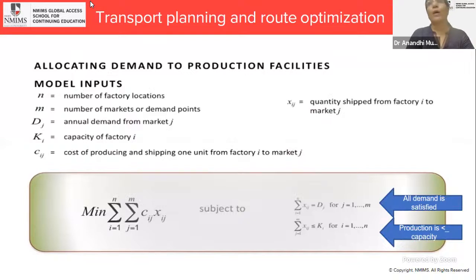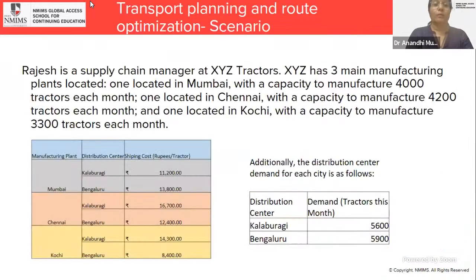Then coming to the network optimization model. As I told you, logistics is the last leg, that is the last mile delivery, where it ensures delivery of the product to the right customer at the right time. There too, we need to focus on optimizing the route. So I have a small simulation here.